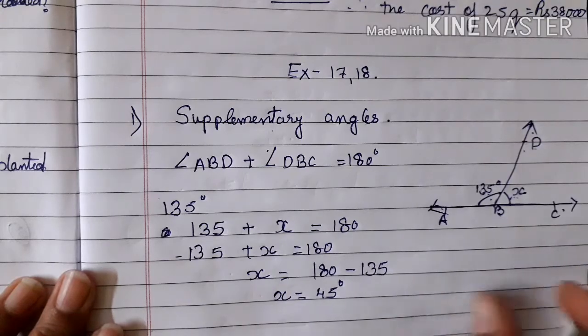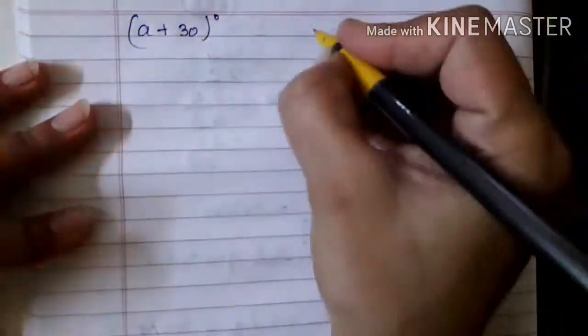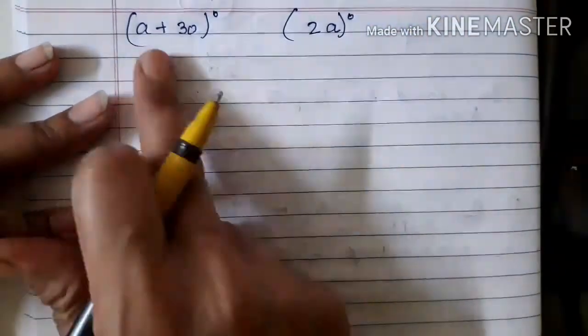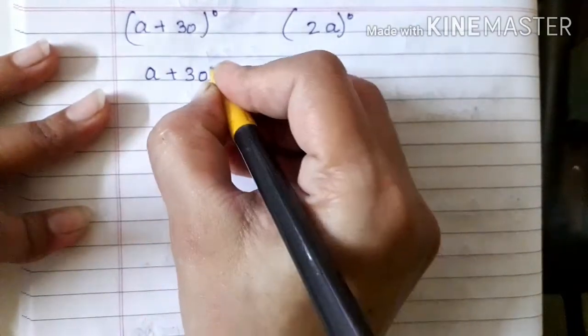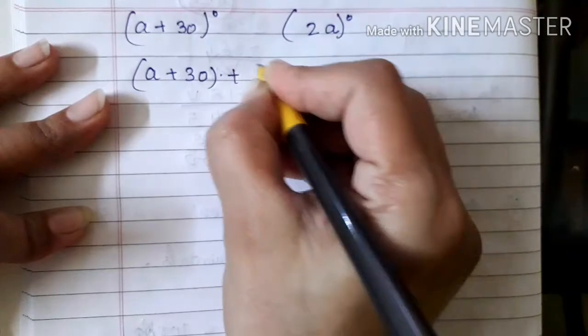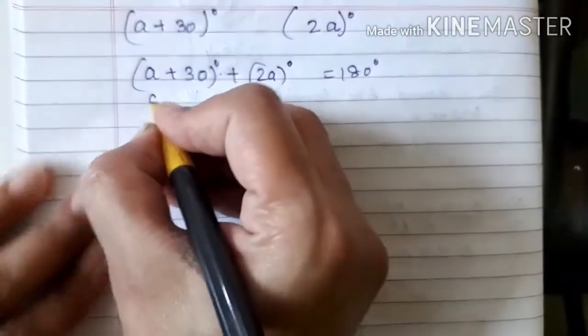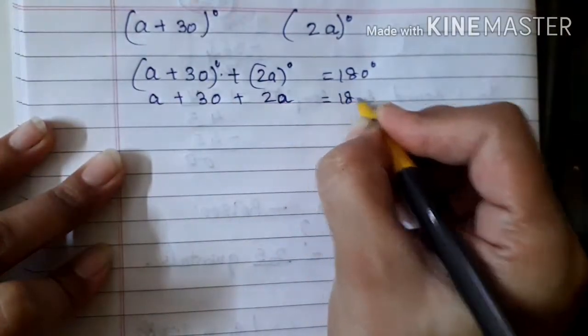Okay. Now, moving towards the next question, we'll take one more example in order to get the concept more clear. Suppose the first angle is A plus 30 degrees and the second angle is 2A degrees. Now the two angles have been given. We have to add those angles. Suppose we add them in this way, (A + 30) + 2A is equal to 180 degrees. The first step is to remove the brackets.